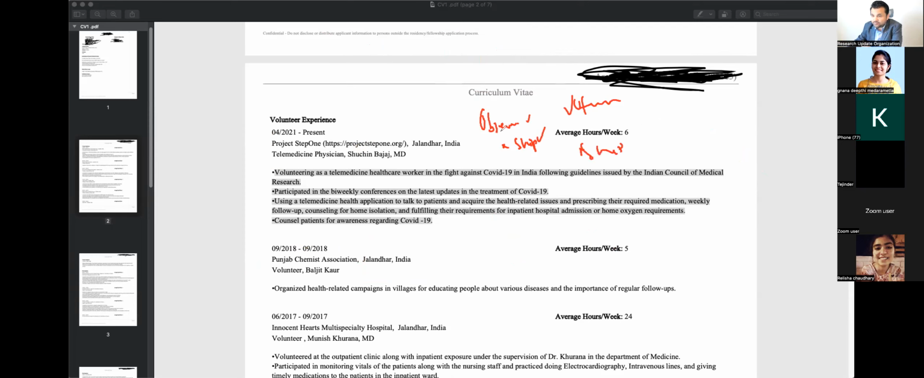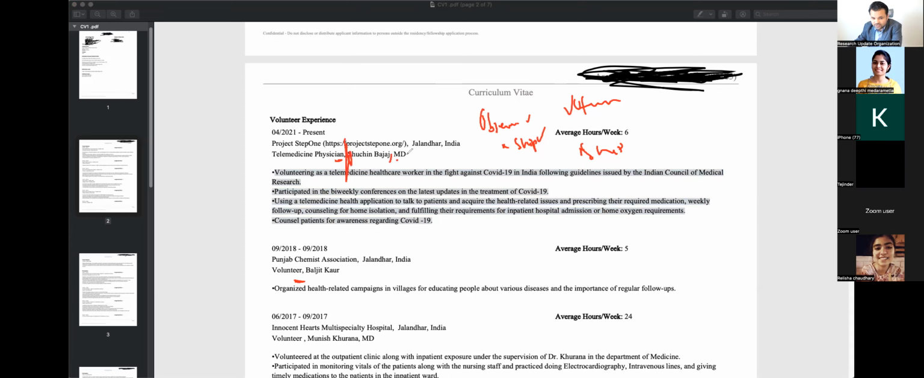Either use the position adjective or noun. If you're using volunteer, then write volunteer, physician, observer, extern, right? You cannot write externship with volunteer. So that is one more thing you need to make sure about. If you're not writing doctor, that's fine.